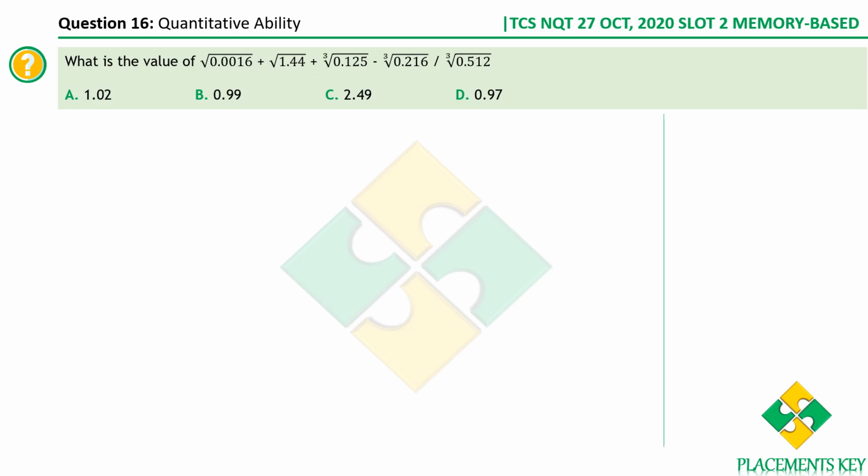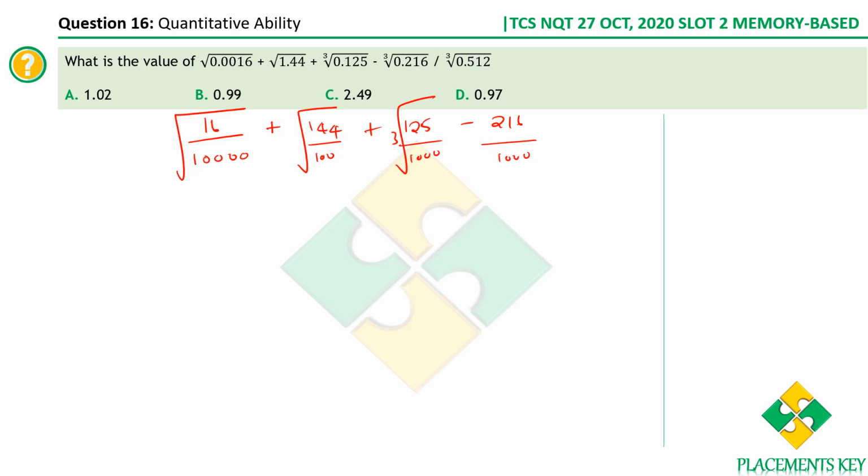A few values are given, so we are supposed to compute this. After the decimal point we have 4 digits, so I'll write it as 16 divided by 1 followed by 4 zeros, square root of that, plus 144 by 100 square root, and this also can be written as 125 by 1000 cube root, minus 216 by 1000 cube root, divided by 512 by 1000 cube root.